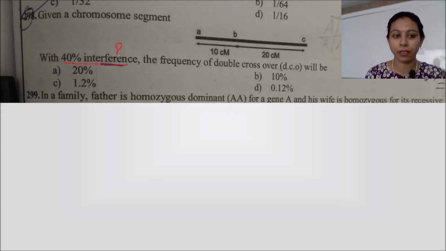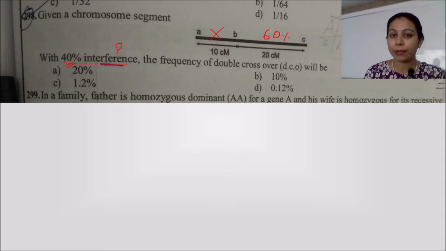First, what is interference? If a gene is undergoing crossing over, suppose A and B are undergoing crossing over, then the chances of crossing over between B and C will be interfered with by 40%. This means there is a 40% chance that B and C will not undergo crossing over, so the chance of crossing over between B and C is 60%.